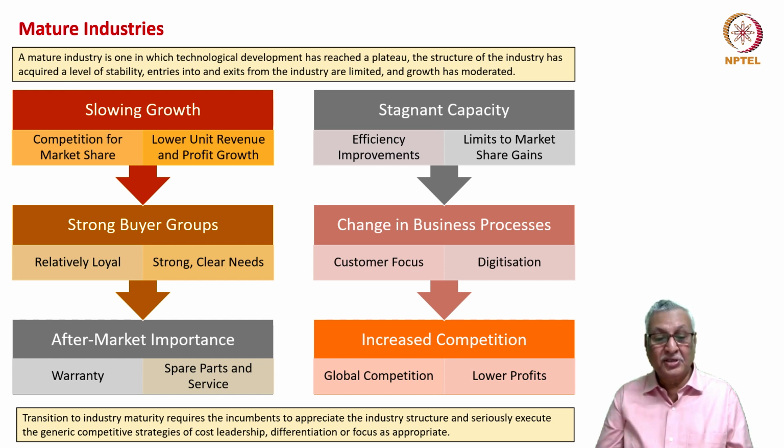Transition to mature industry requires incumbents to appreciate the industry structure and seriously execute the generic competitive strategies of cost leadership, differentiation, or focus. They cannot be random. They have to be choosing one or more of these strategies in a good mix.